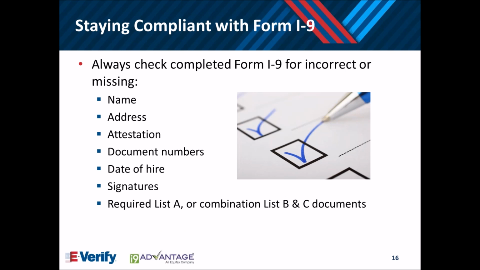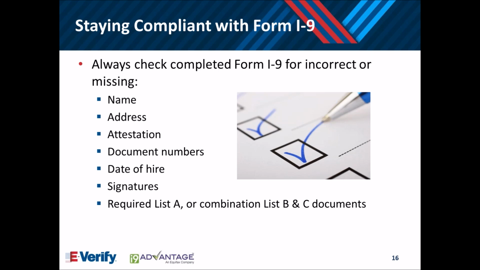All right, just a couple pointers here in staying compliant with those Form I-9 requirements. You'll always want to go back and do a double take. Check that Section 1. Make sure the employee entered their name, address. Make sure that they signed the attestation. And if they are a lawful permanent resident or an alien authorized to work, make sure that they entered that additional information that is required of those statuses.